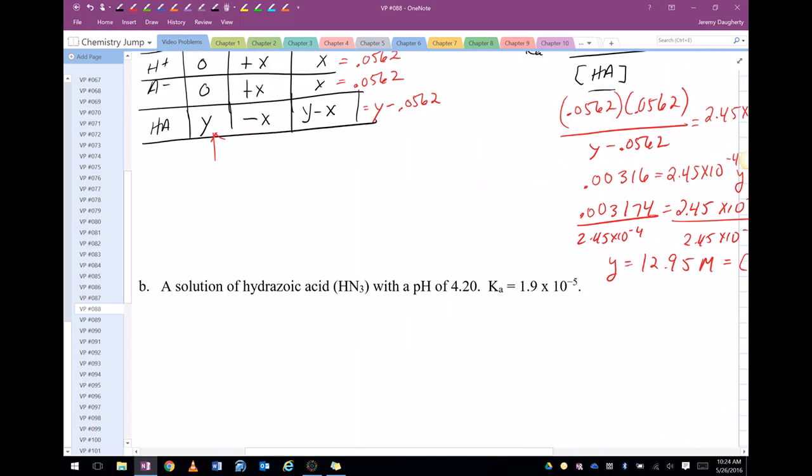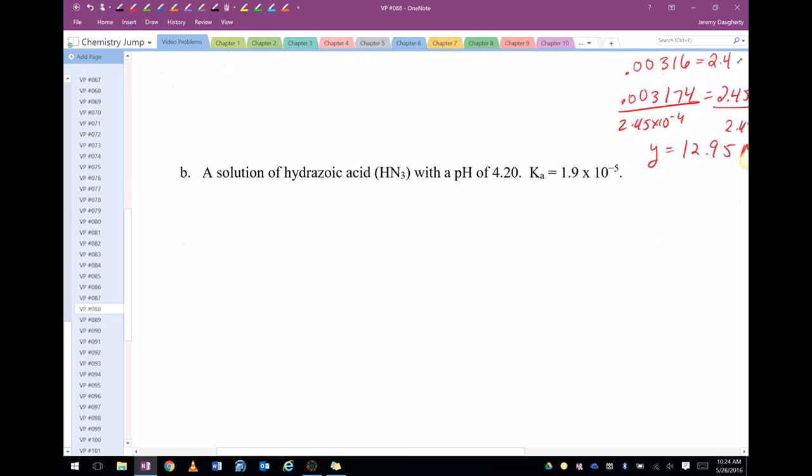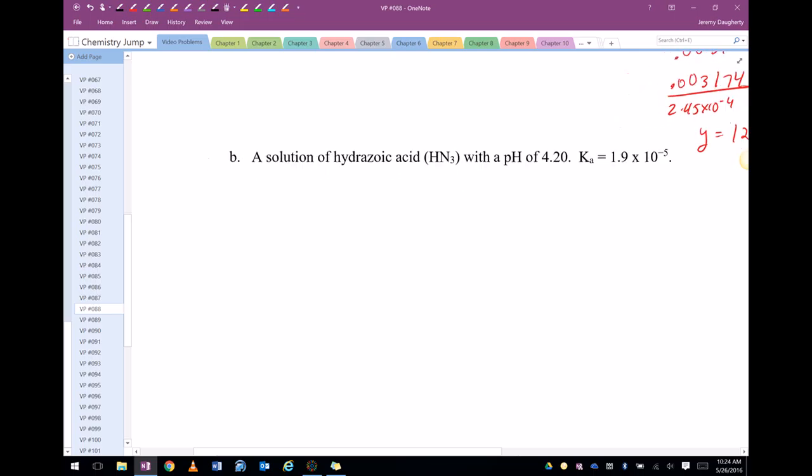Okay? Same exact idea here. Why don't you go ahead and pause it, try to solve it, and then you can play it and see my solution. So I'm not going to talk that much here.